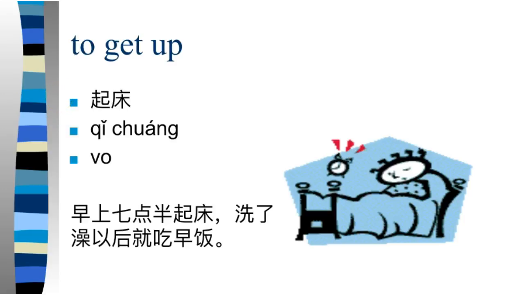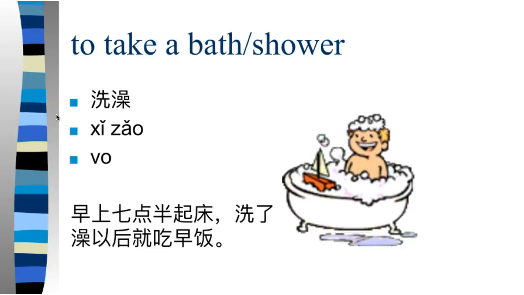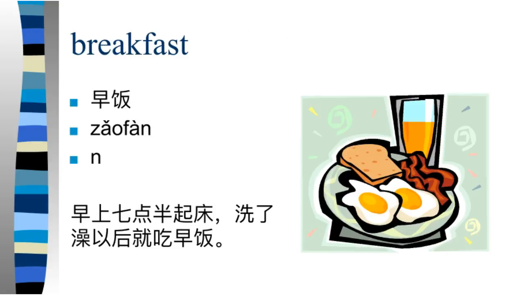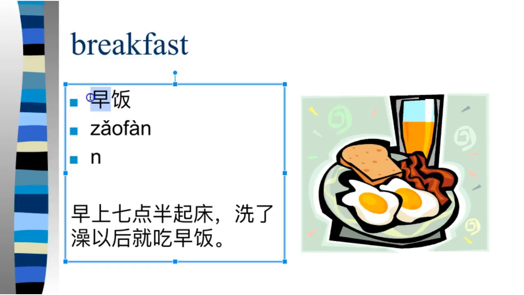起床。我们的第二个生词是洗澡。You can see they both have water radicals here. 洗 means to wash, and 澡 also means to wash. Take a bath, take a shower. 洗澡。我们的第三个生词早饭。早 morning, 饭 food, morning food.